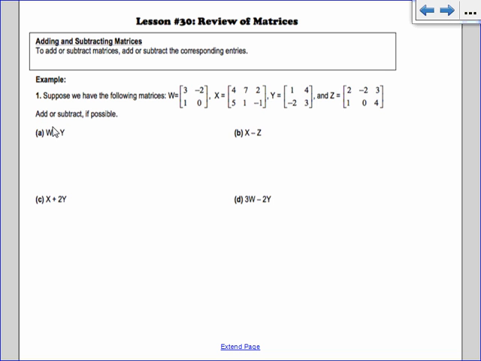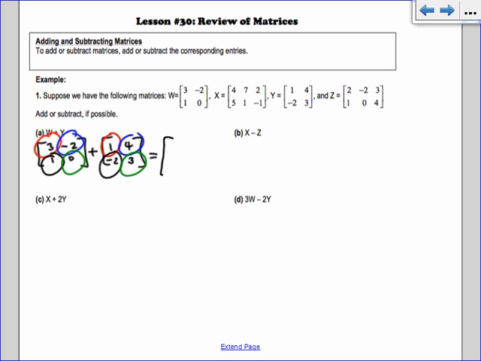So if you add or subtract matrices, so if you have W plus Y, remember you're just adding your corresponding locations. So you would add the 3 and the 1, the -2 and the 4, the 1 and the -2, and the 0 and the 3. And your result would be 4, 2, -1, 3. Okay, so obviously they have to be the same dimension.